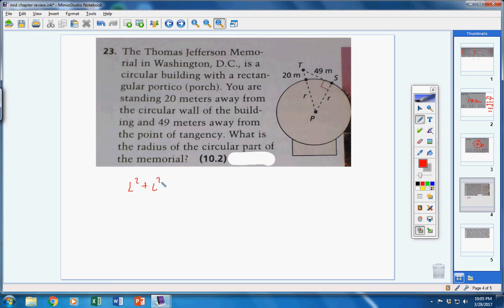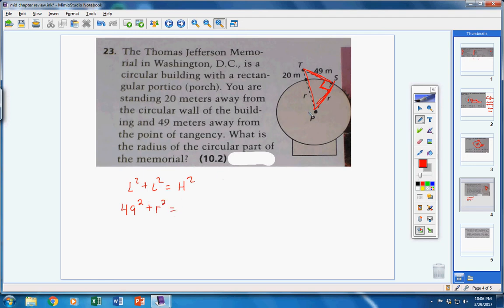Leg squared plus leg squared equals hypotenuse squared. Okay, now, one of my legs is 49. No problem. Here's your right triangle right here, and here's your right angle here. So here's your two legs. That's a leg and that's a leg. So one leg is 49 and the other leg is R.